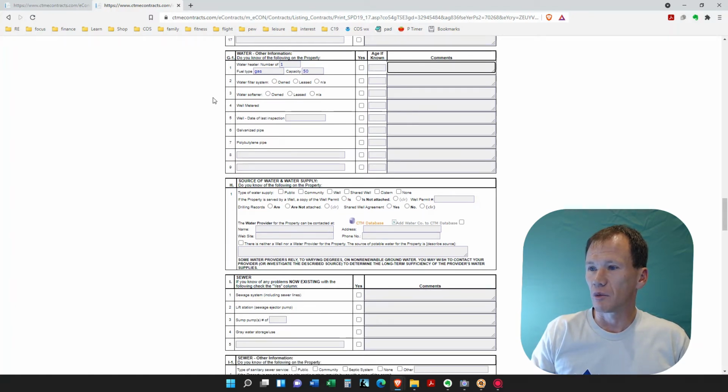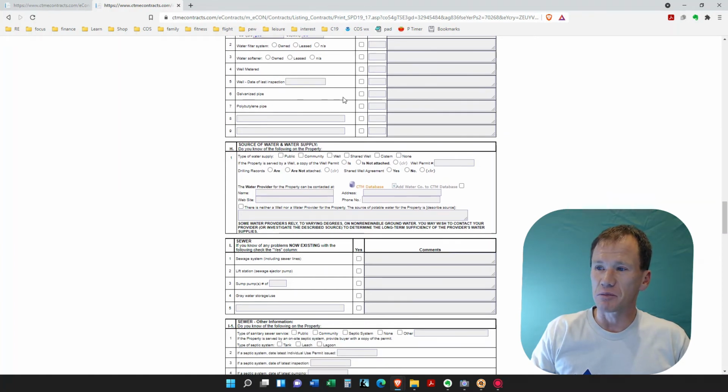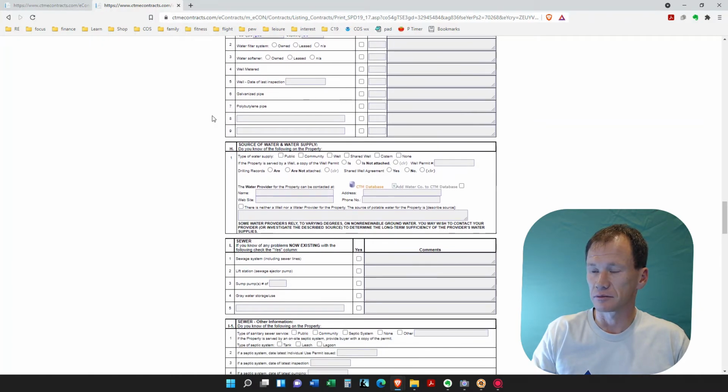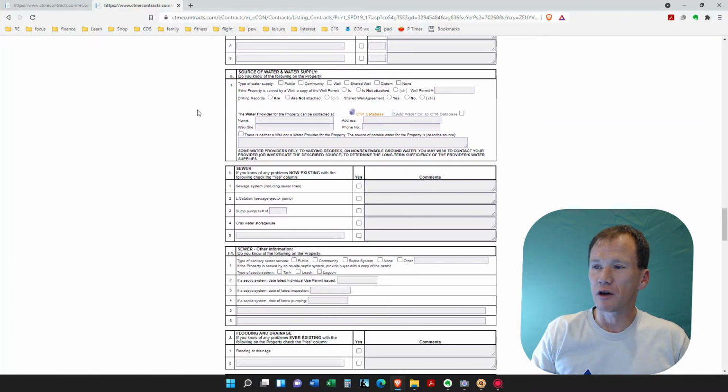Water filter, softener, well. If there was a well, what was the date of the last inspection? Are there any galvanized pipes or polybutylene pipes? So if those exist, check yes. Last one, source of water and water supply. This one has to be filled out. If you get this from me, you're working with me and I'm representing you as the seller's agent, I have probably filled this out for you. But if I didn't, or if you were working with someone else and they didn't fill it out for you, you need to fill this in.